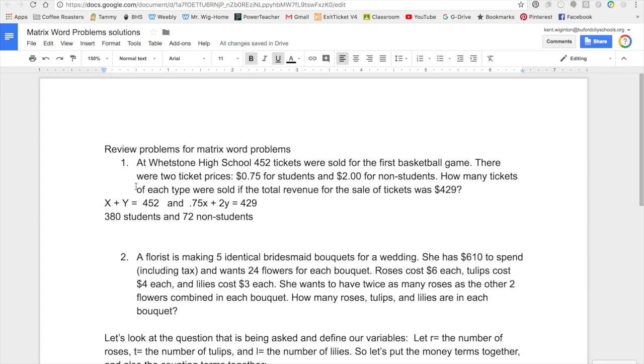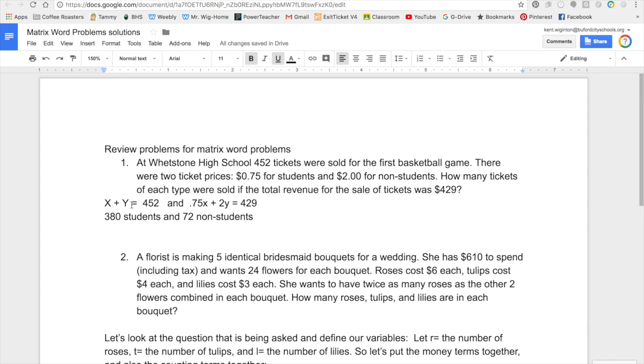We know there were only two types of individual attendance at the game, students and non-students. So we're going to let X be the number of students and Y be the number of non-students. You can see that here. We know there were 452 people, so when I add the different kinds of people that came to the game, you get the 452. We also have money being discussed. If we have the number of students times 75 cents and the number of non-students times $2, when I add that money together, I'm going to get the total amount of money that was made for the whole game. In this case, this allows me to create my matrix.